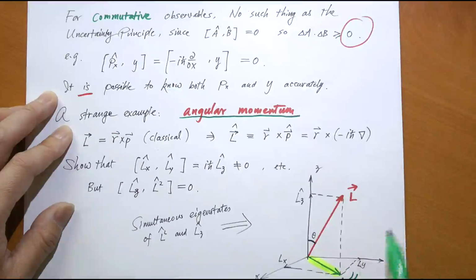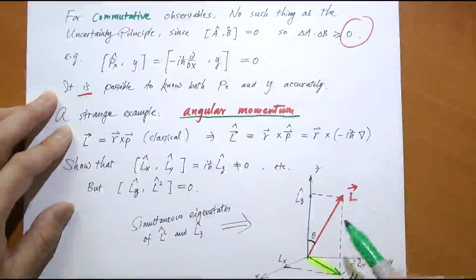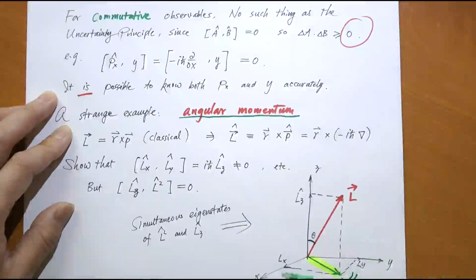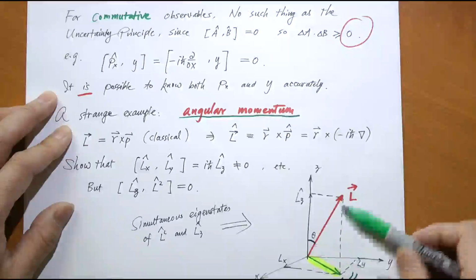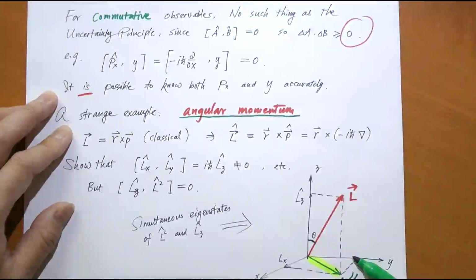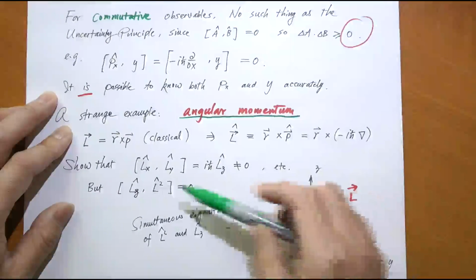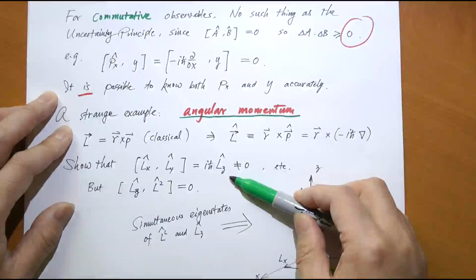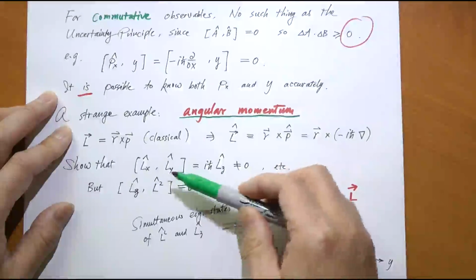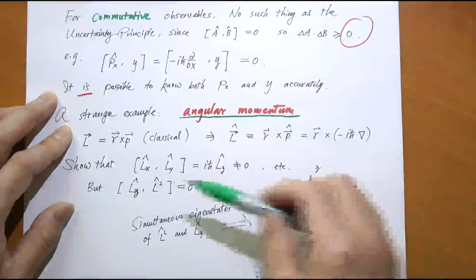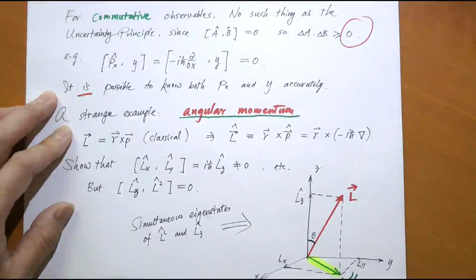Which means this vector has no choice but to make a turn around the z-axis, because if it doesn't do that, if it's fixed, then Lx and Ly would also be fixed along with Lz. That would have violated the Heisenberg uncertainty principle, because Lx and Ly do not commute, and Lx and Lz do not commute, and so on and so forth.